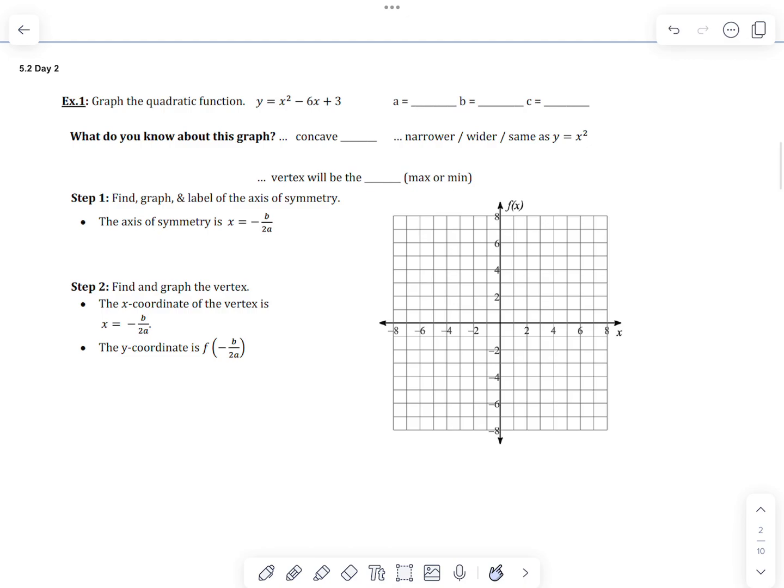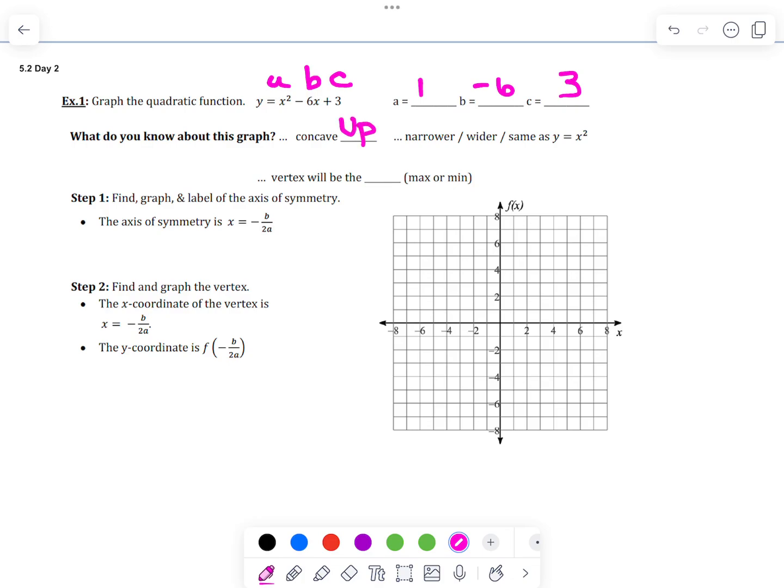Here's an example where we're going to go ahead and graph all of the important pieces to this quadratic function. So we identify the a, b, and c value. So this is the a, b, and c in standard form. Now, what do we know about the graph? We know that this is concave up because our a is a positive number. So our parabola is going to look like this. And then it's going to have a minimum at that vertex point.